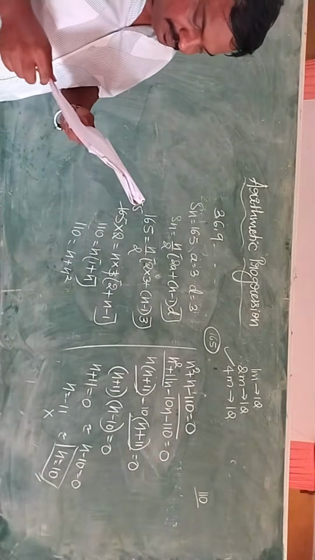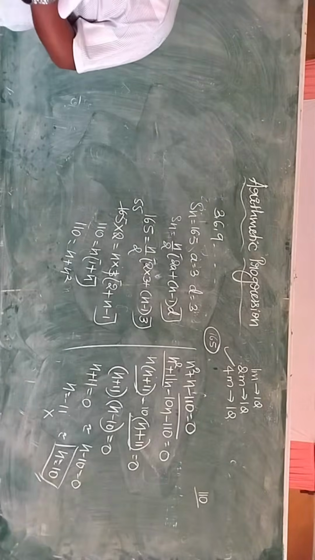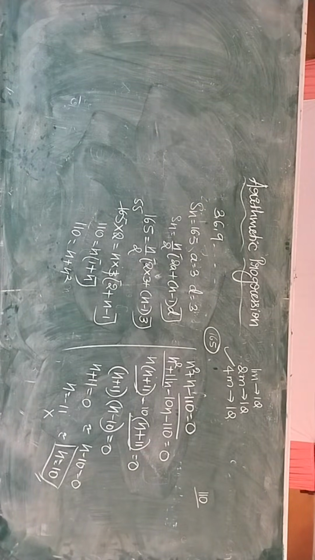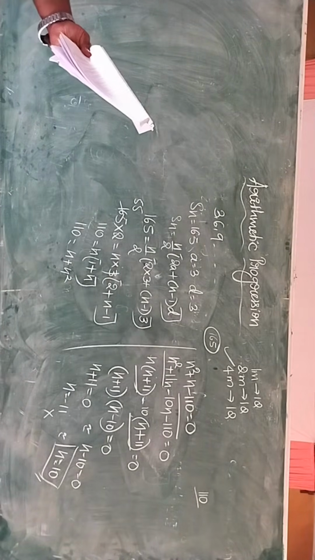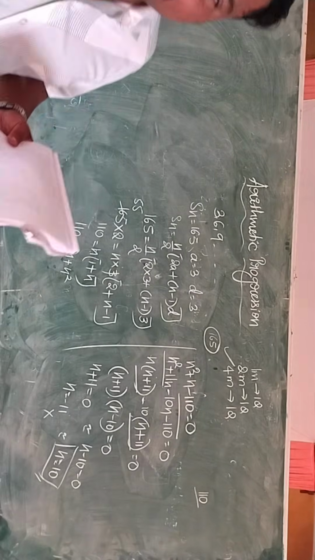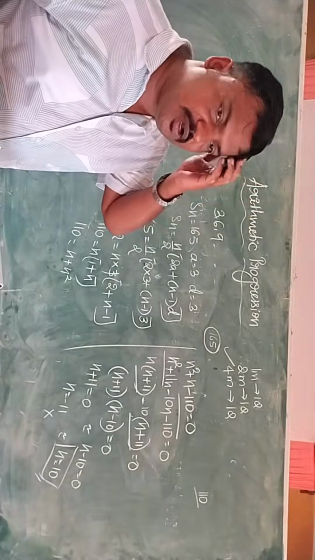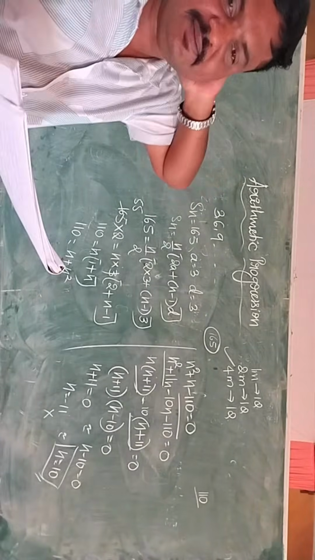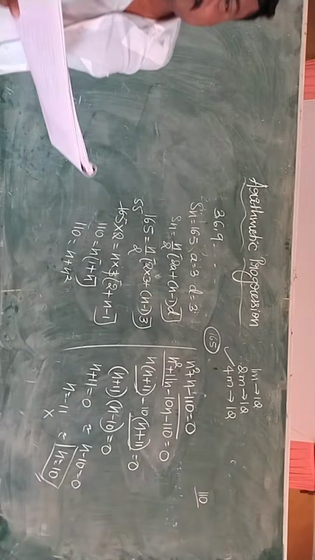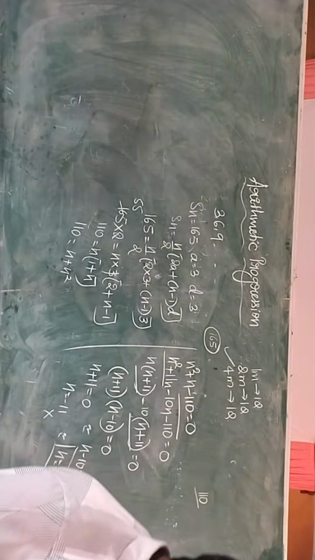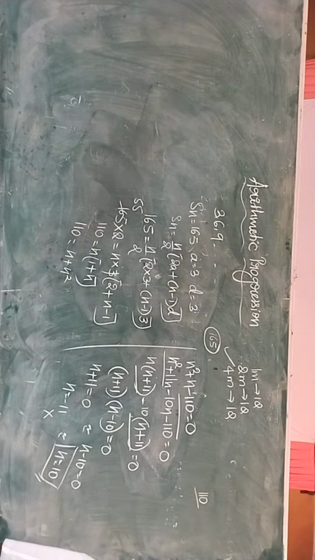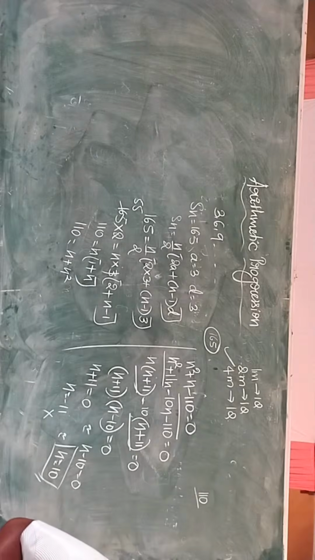Next question you can note down. Find which term of the arithmetic progression 2 comma 7 comma 12 and so on is 47, using a formula.